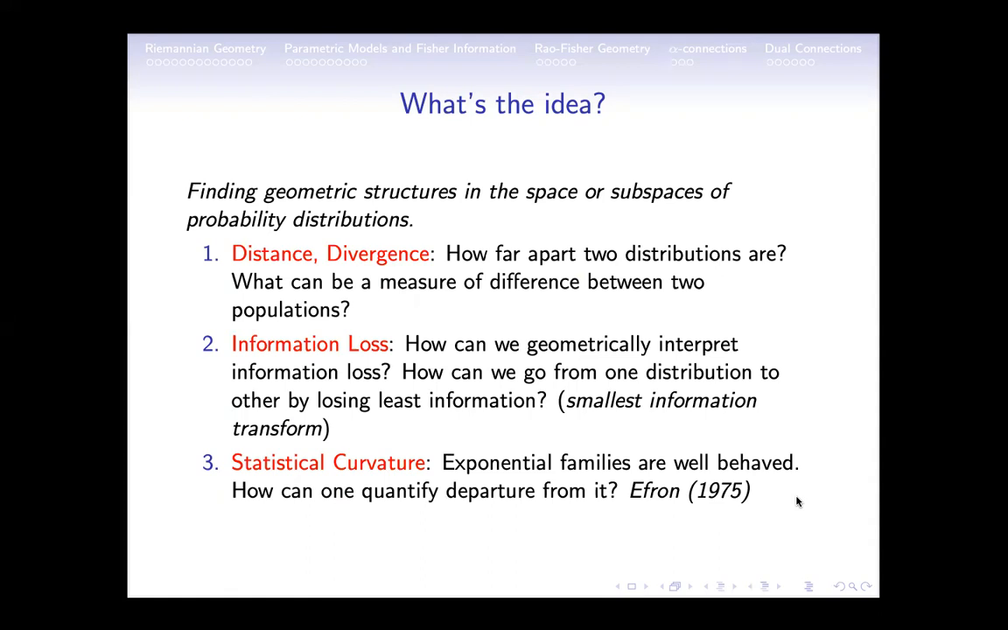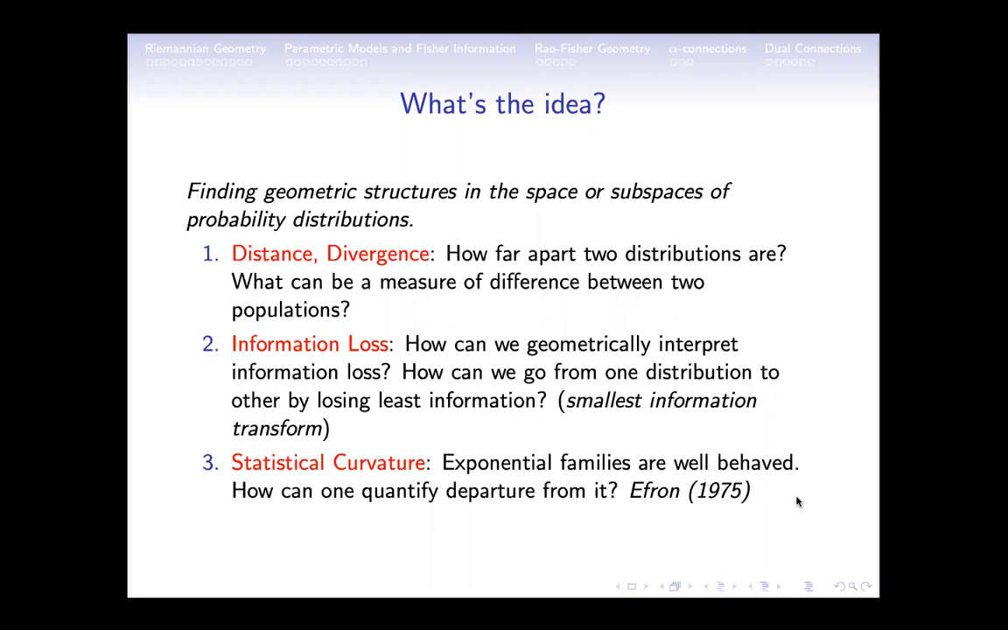For example, let's say we take the space of all normals, normal mu sigma squared. We want to give some idea of the geometric structures in that space, like how far apart two distributions are. That's the first perspective to look at it, from distance or divergence. That is asking simple questions like how far apart two distributions are, or what can be a measure of difference between two populations. When we do statistics, when we take a population, we model the population with some distribution, right? So that's basically asking what's the measure of difference between two distributions.